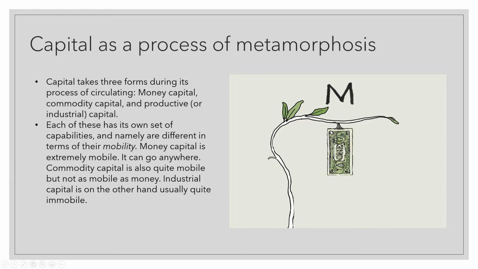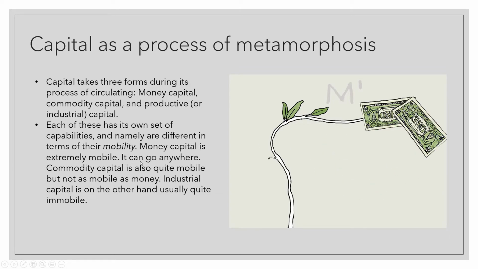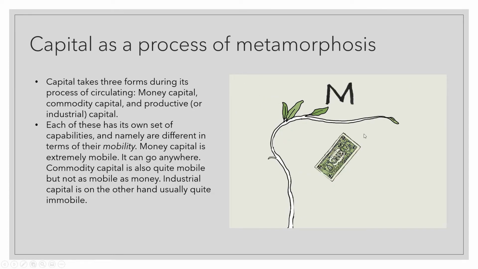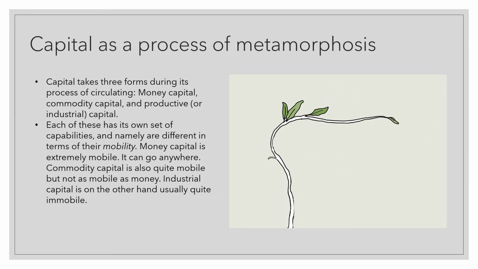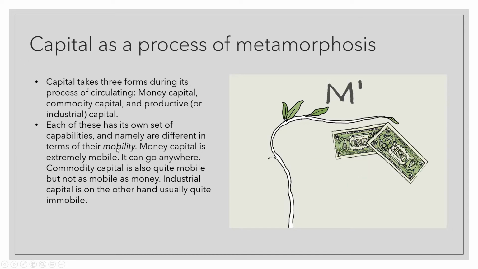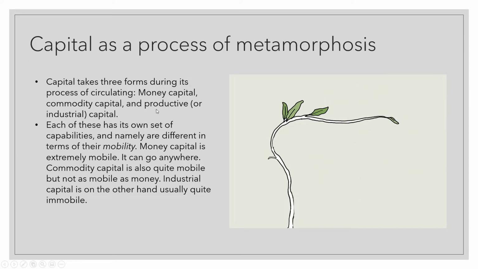Production, you can't really move around. Money capital is very mobile. It can go anywhere it wants, and it can go anywhere it wants very fast. Industrial capital, on the other hand, the production process is pretty difficult to move, right? Just think about the Rust Belt cities, right? They just got abandoned. It was so difficult to move those factories that they just got abandoned. It's uniquely immobile, the productive capital, the industrial capital.